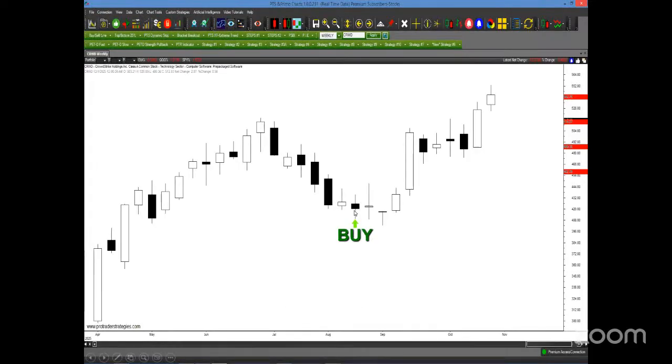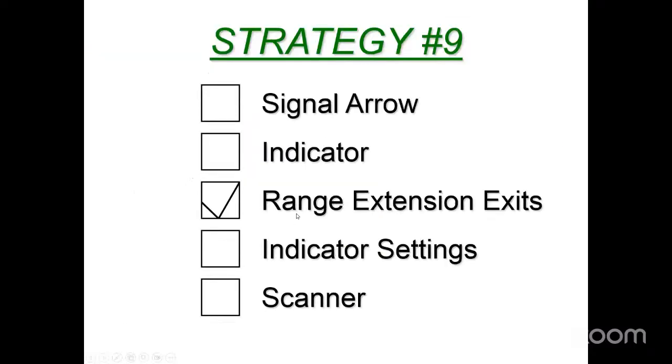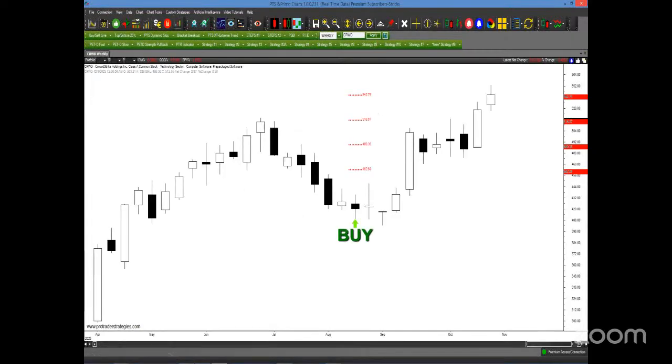We will share with you several ways to place your stop, several ways to enter, and also several ways to exit. Now, one of the most powerful, and I should say popular, ways of trading swing trades is using the range extensions. So once again, click on Strategy number 9, click on range extensions, and you'll see right here the 4 exit levels.